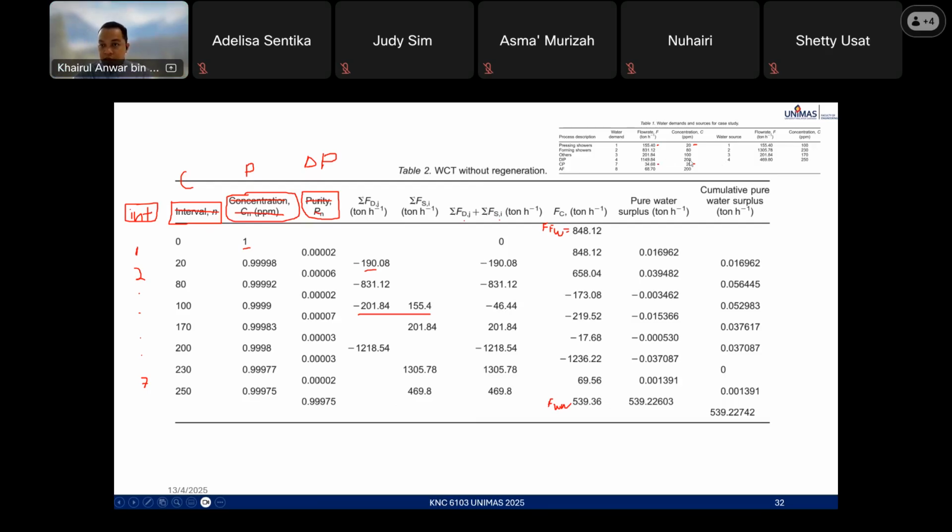And the 200 is similar. We just add up. The rest is the same. So next is the FC.